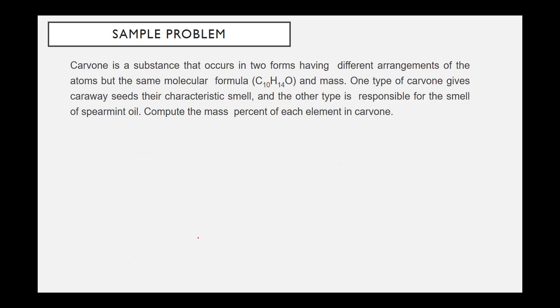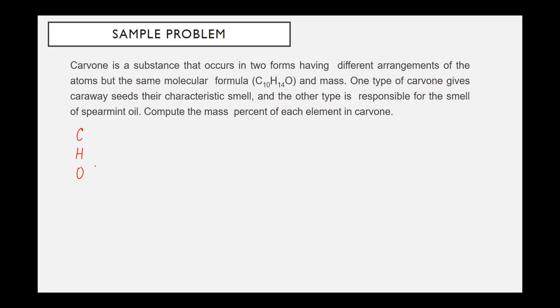So, sample problem. Carbon is a substance that occurs in two forms, having different arrangements of the atoms but the same molecular formula, C10H14O, and mass. One type of carbon gives caraway seeds their characteristics, and the other type is responsible for the smell of spearmint oil. Compute the mass percent of each element in the carbon. So first, we have to compute for the molecular weight of our carbon.